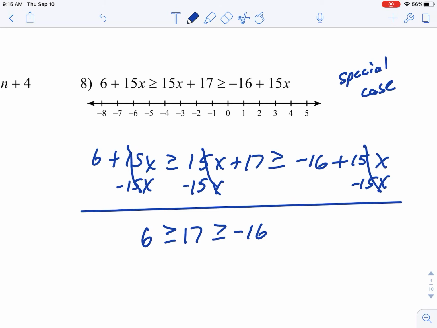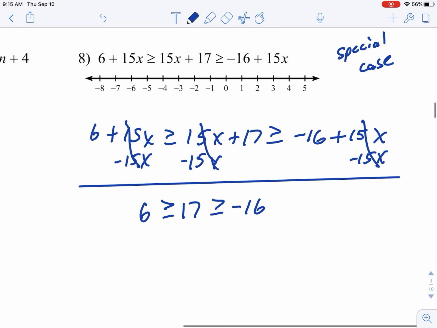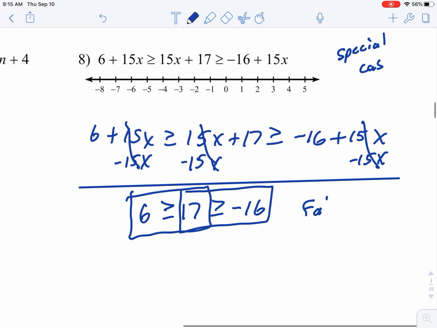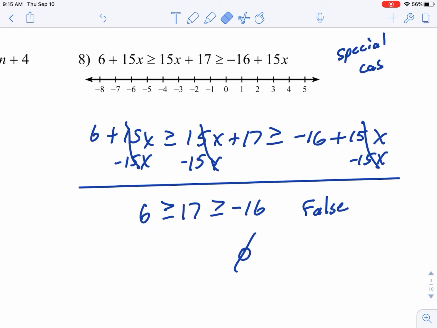Is it all real numbers or is it no solution? So you have to look at what you have left and ask yourself, is this a true statement or a false statement? Well, part of it looks like it might be true. For example, 17 is indeed greater than negative 16, but is 6 greater than 17? It is not. Part of this is false, which means the whole thing is false. So this is a no solution.